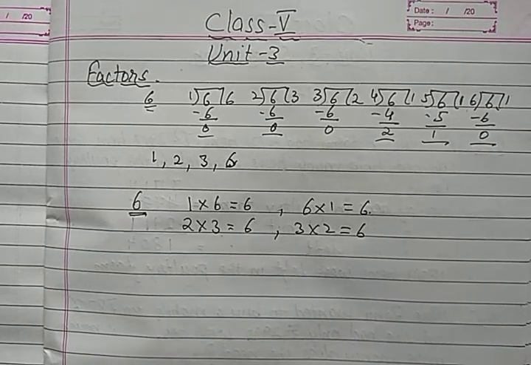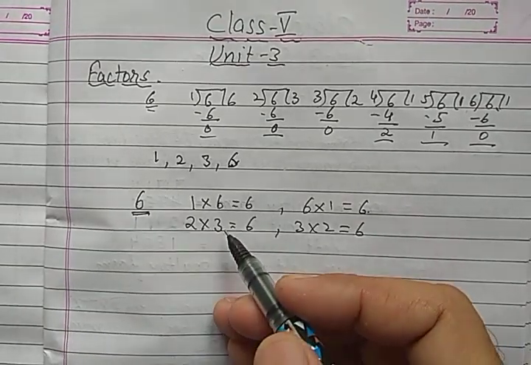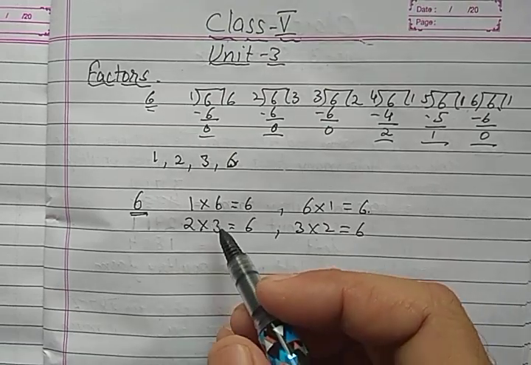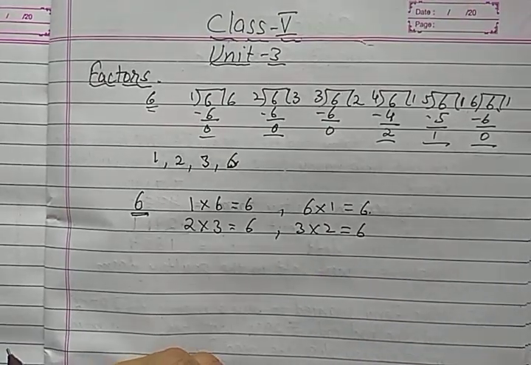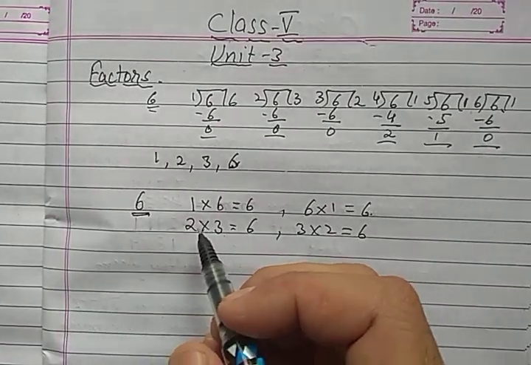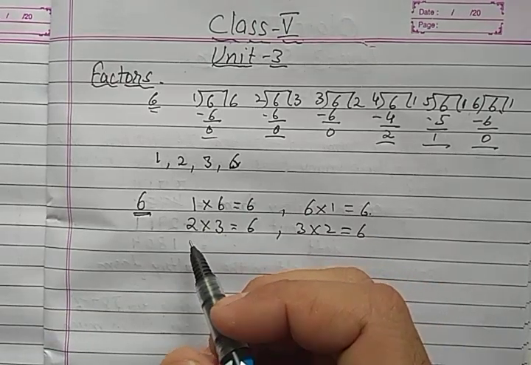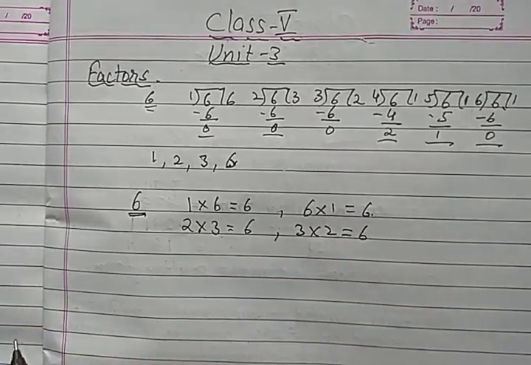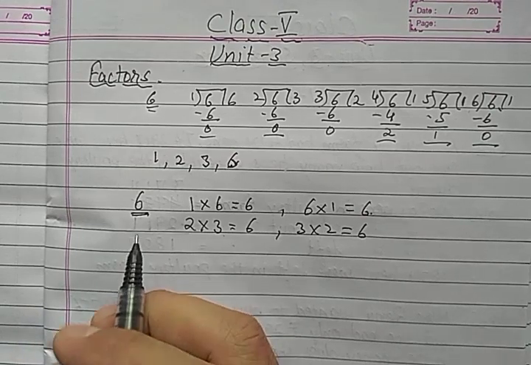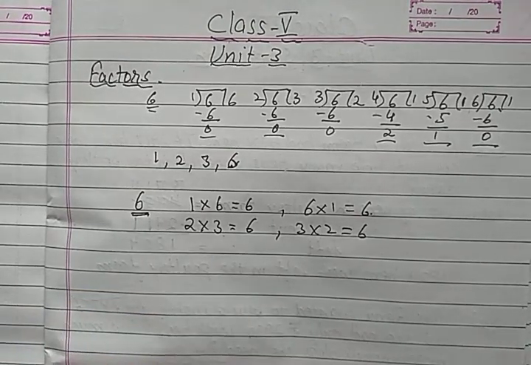So in this way you can find the factors. So I think this is easier. By these multiplication facts of 6 we can find out the factors, that is, the numbers whose table contains your number are called factors.